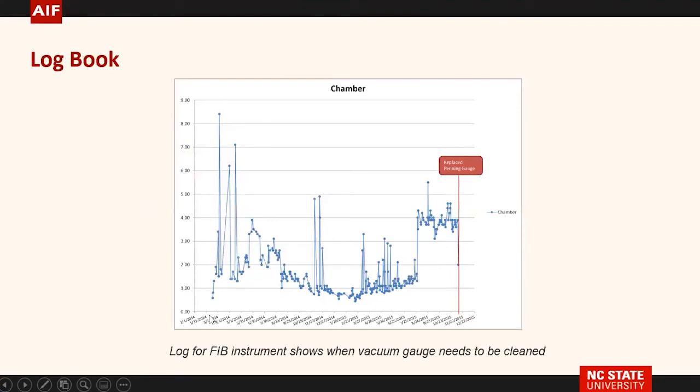So here's an example. This is actually taken from our focused ion beam instrument. And you'll see at a particular point, this log is done on the computer, and your logbook can certainly be on a computer. This discontinuity actually meant that the gauge had failed. It had a defect in it.